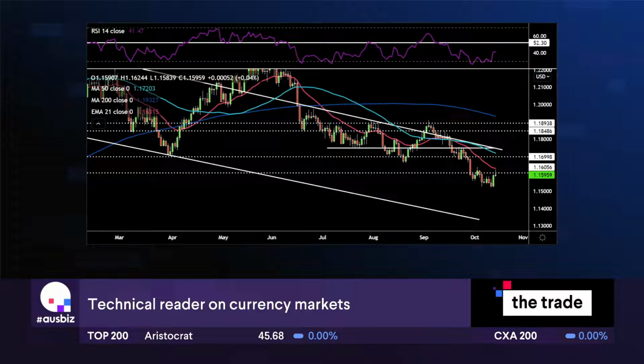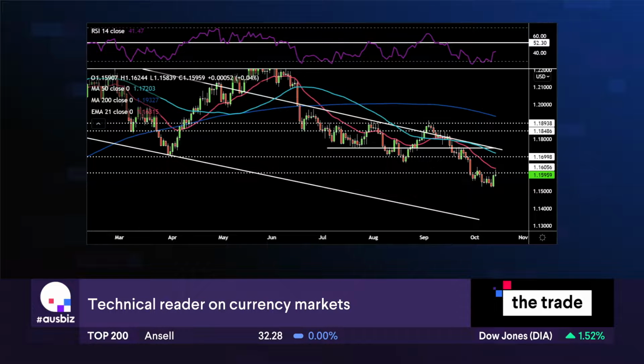Targets-wise, I'd be looking at the 21-day exponential moving average, which has been working well to cap rallies just above the 1.16 resistance. And then 1.17, just below the 50-day SMA, slightly higher above there. And then on the downside, I'd be looking towards 1.15, where price seemed to find a bit of support. Those would be the levels that I'd be monitoring quite closely, Cara.